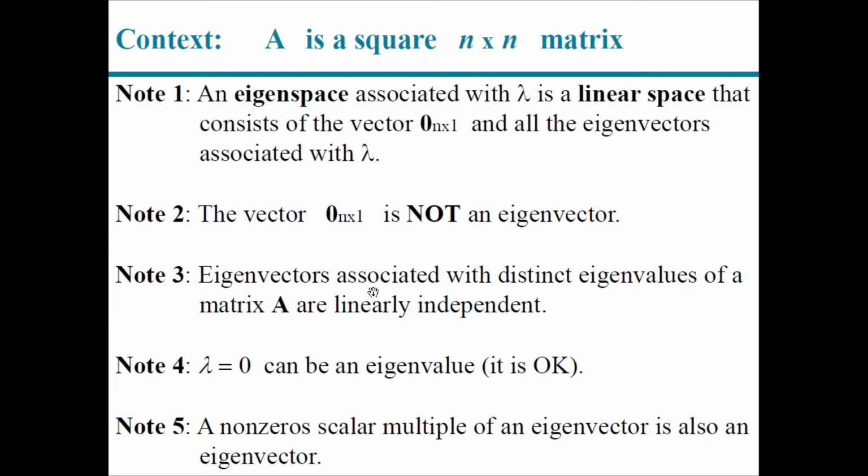One very important property of eigenvectors is that eigenvectors that are associated with different eigenvalues of the matrix A are linearly independent. We will see next time a proof of that. So that's a very interesting property. You have vectors associated with two different eigenvalues, they are linearly independent immediately. Just a reminder, lambda equals 0 as an eigenvalue is just fine. It's okay. So the number 0 can potentially be an eigenvalue. That's not a problem. But vector 0 cannot be an eigenvector. Since we are getting eigenspaces, we know that any non-zero scalar multiple of an eigenvector is also an eigenvector, obviously. So those are just observations that are interesting and important.